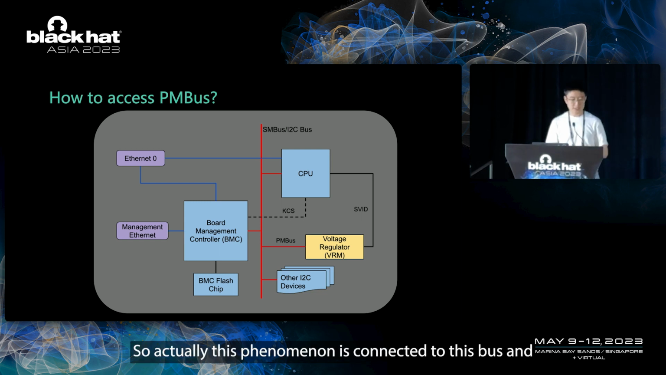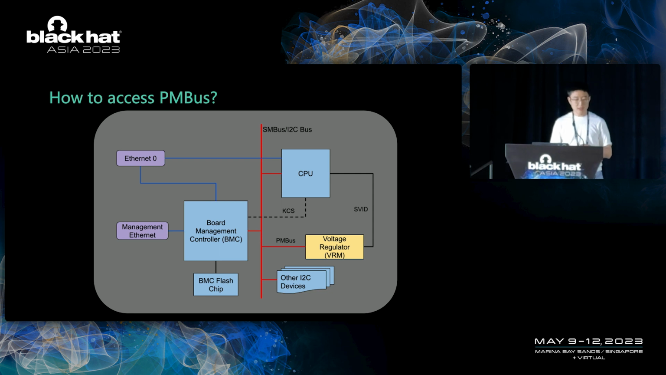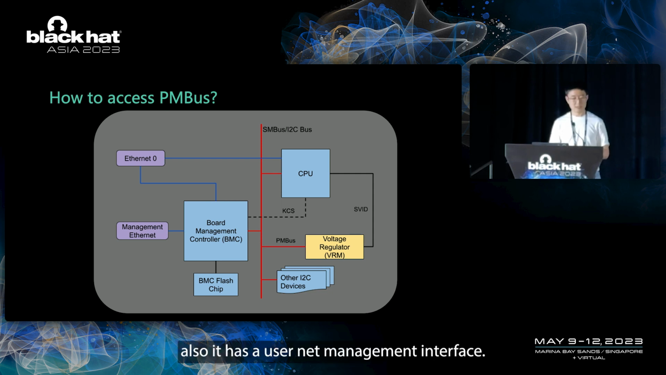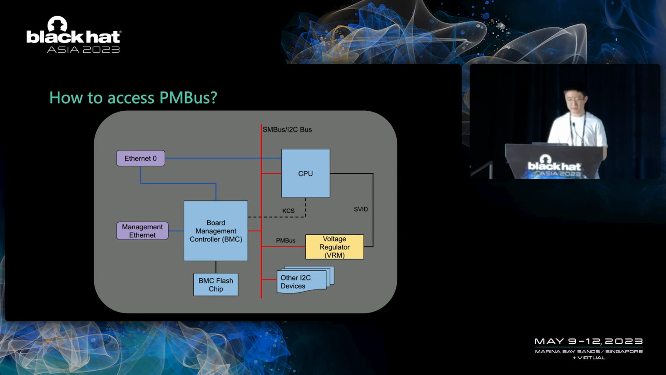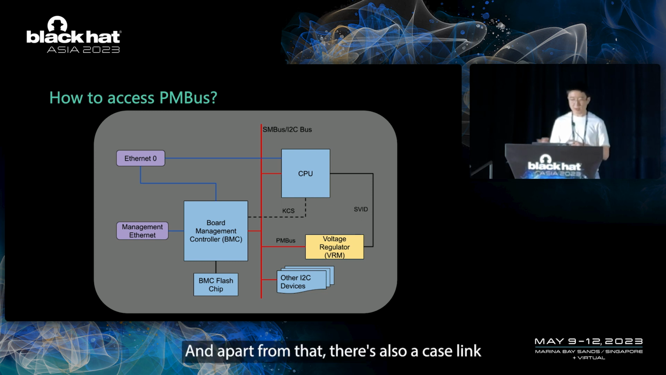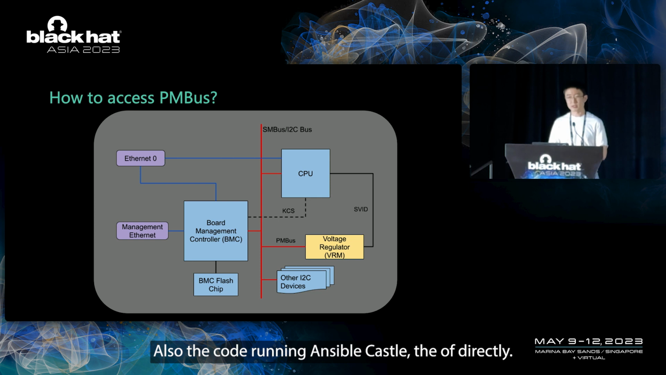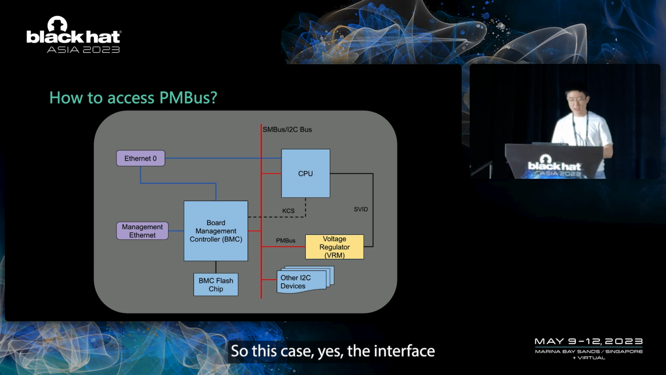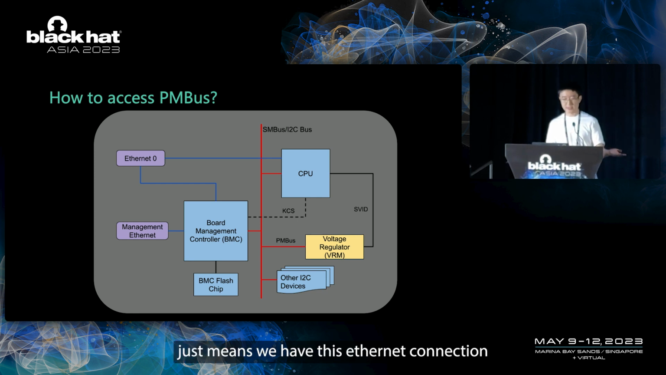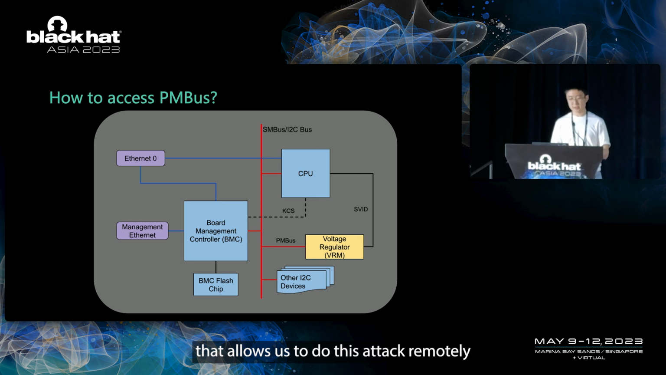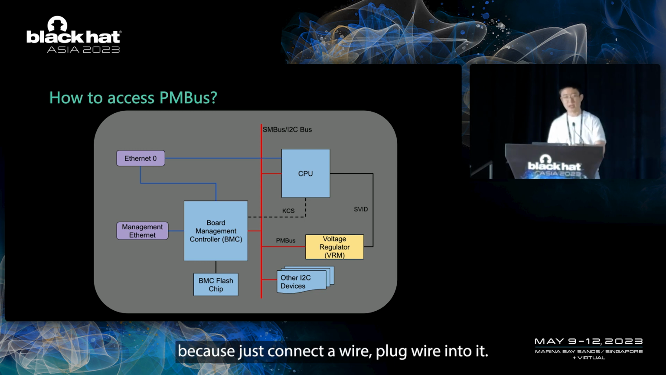So actually, this BMC is connected to the PMBus. Also, it has an Ethernet management interface. And apart from that, there is a shared Ethernet management interface, which connects both the BMC and the CPU. And there's also a KCS link from the CPU to the BMC. That means the code running on the CPU can also communicate with the BMC directly through this KCS interface. That means we have this Ethernet connection that allows us to do this attack remotely, because we just plug a wire into it, and we can access both the BMC and the CPU.